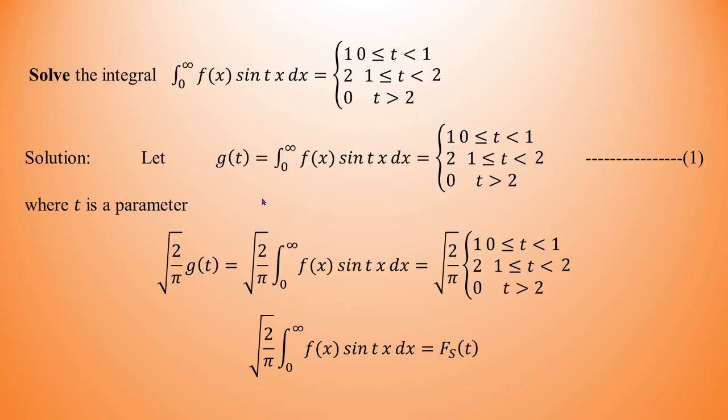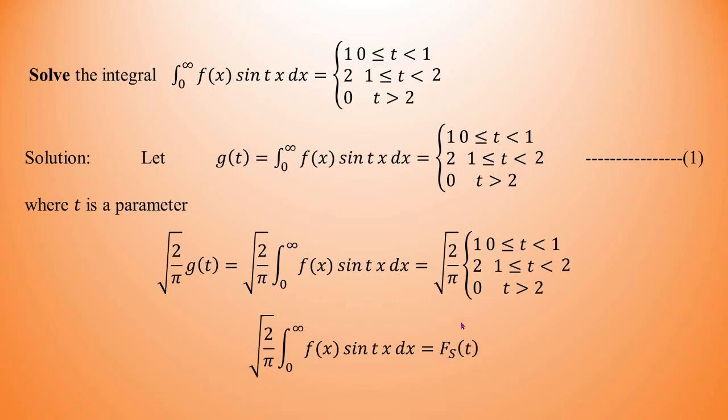Solve the integral. Again, as we find sine of tx, this will convert it to a sine transform. Variable of integration is x, so obviously what will be left? t is a parameter. So I am denoting this by g of t. Now multiply throughout by root of 2 by pi. This becomes the Fourier sine transform. Why sine? Because we have sine tx over here. So this is the Fourier sine transform of f of x with t as a parameter. So I'll denote this by fs of t.